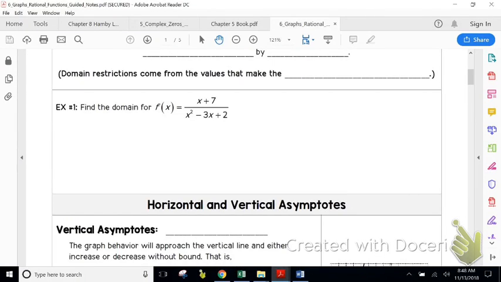All right, so example 1 says find the domain of that rational function there. So remember, we said the denominator cannot equal 0, right? And so let's solve for x. How? Factor it.